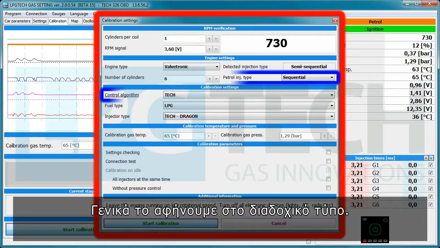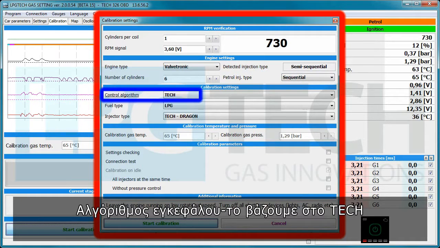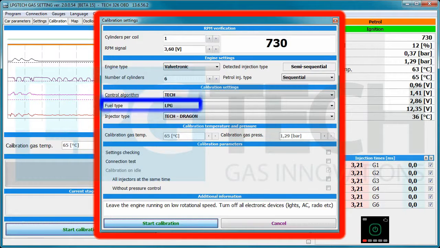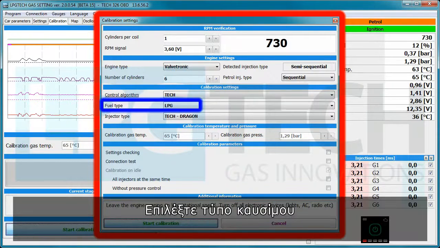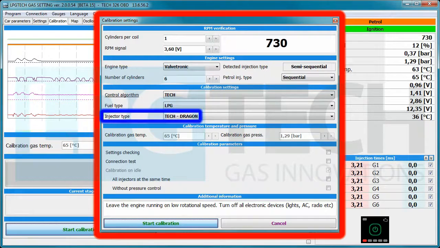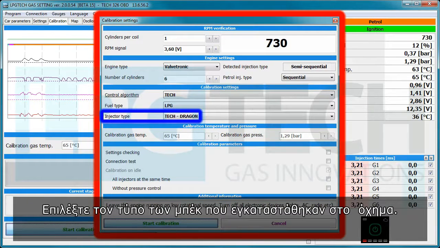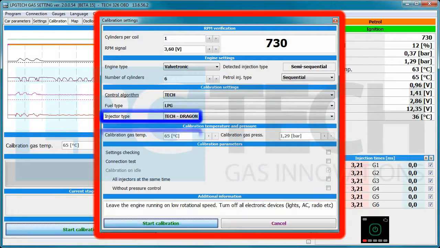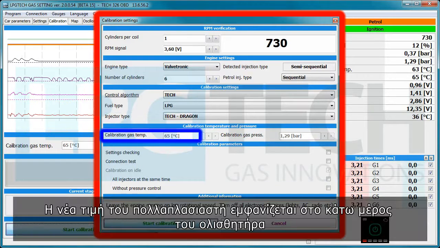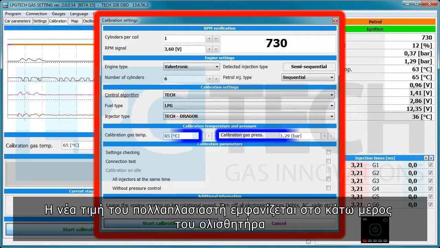Generally, we leave it on sequence type. The control algorithm we have set as TAC. Select the type of fuel. Choose the type of injectors installed in the car. Proper reading of gas temperature and pressure will be available after the calibration process is completed.